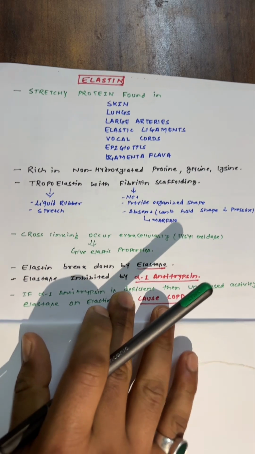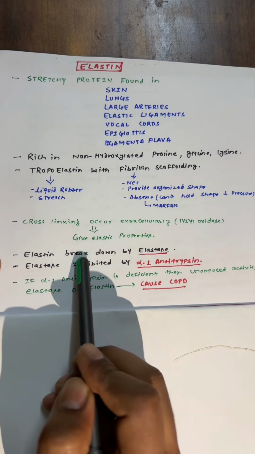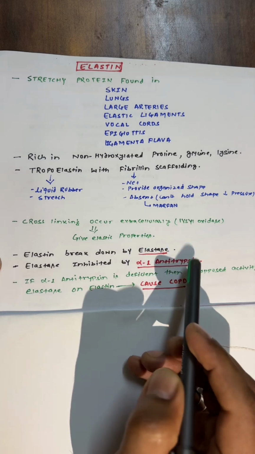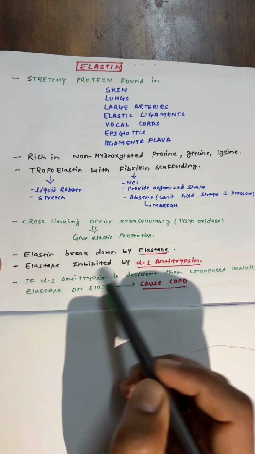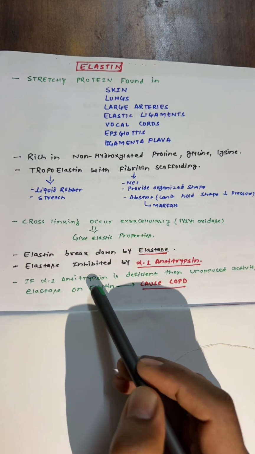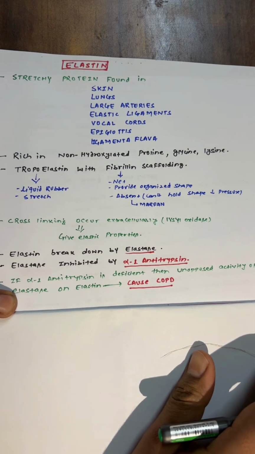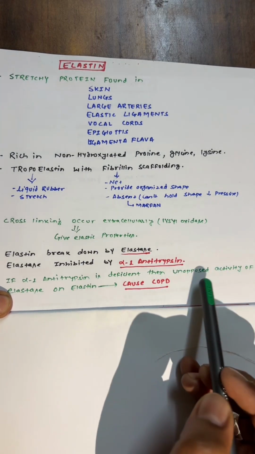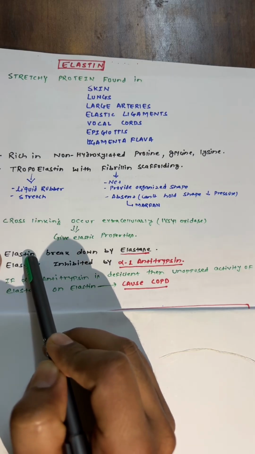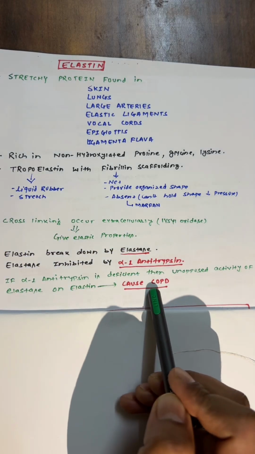The second important thing here is that elastin is broken down by an enzyme called elastase. Normally elastase is kept in check by alpha 1 antitrypsin. But if a person is deficient in alpha 1 antitrypsin, there will be unopposed activity of elastase, which will break down more elastin, destroy the elastin of the lungs, and lead to COPD or emphysema.